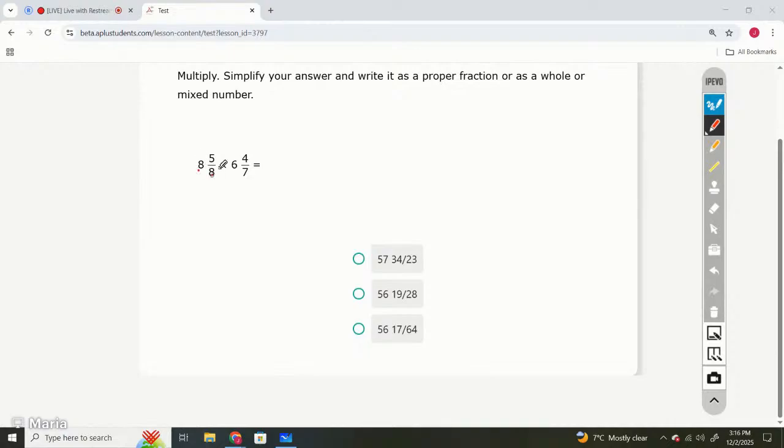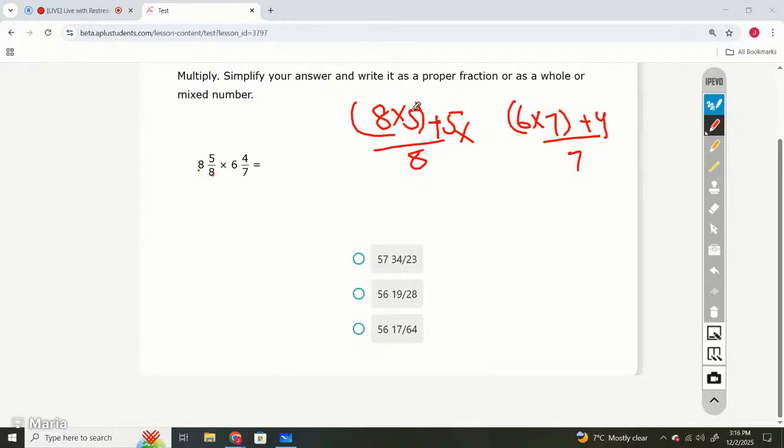So start with the first one. You have to do 8 times 8 plus 5 over 8. Now let's do the second one. 6 times 7 plus 4 over 7. 8 times 5 is 40 and plus 45 over 8. 6 times 7 is 42, 43, 44, 45, 46 by 7. So just multiply numerator times numerator and denominator times denominator.